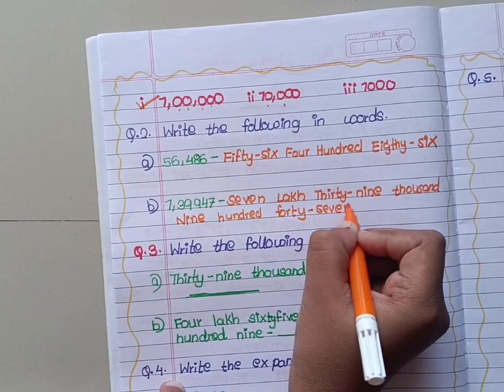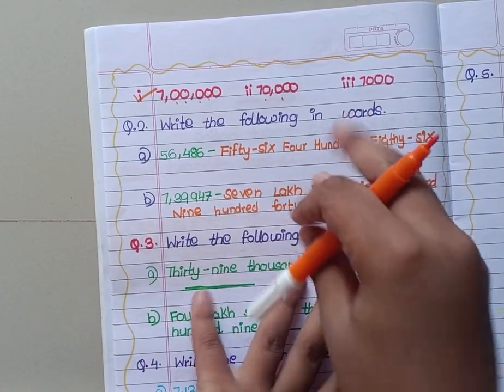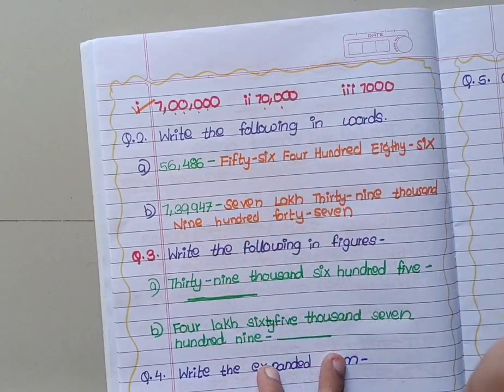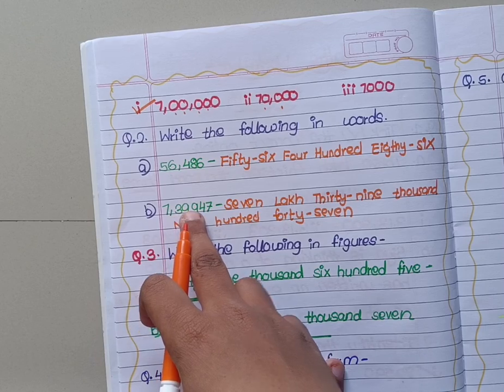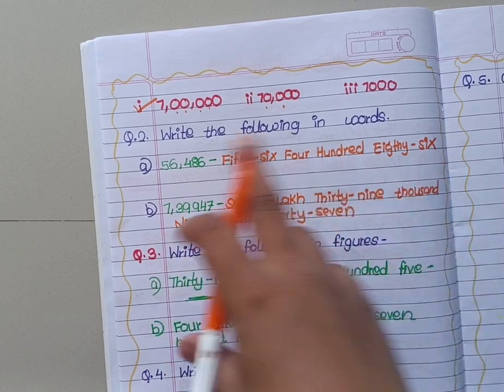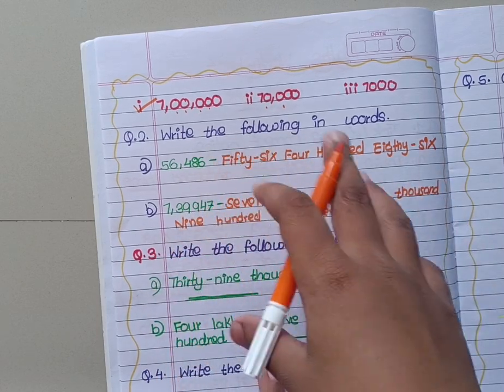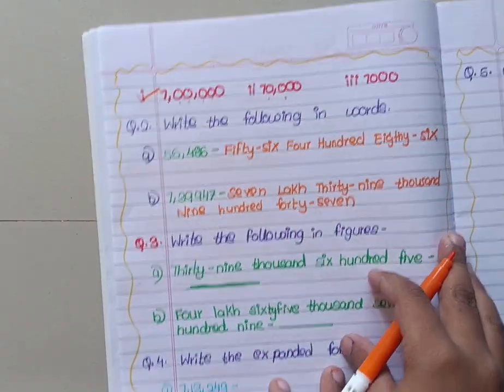Okay, so this is how we're gonna write. This is a very important question in the exam. It may come. How do we have to write? See here. 7,39,947. 56,486. Now let's go on to the next question.